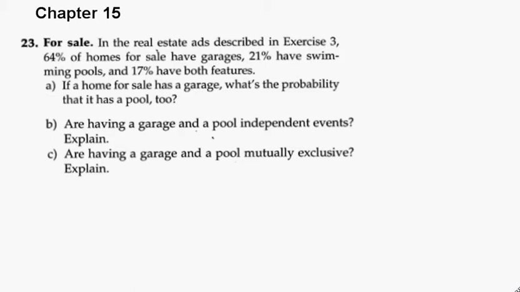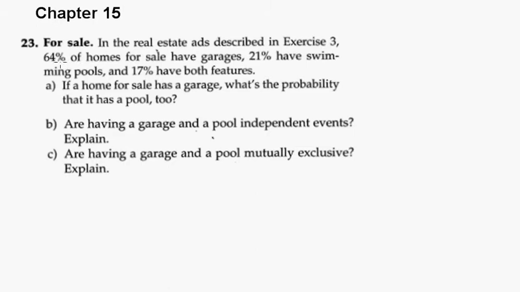This is problem 23 from chapter 15 from the textbook Stats: Modeling the World, and the authors are BVD. So here we're back to this real estate problem, where we're looking at homes for sale, and some have garages and some have swimming pools. So let's just take some notes here.